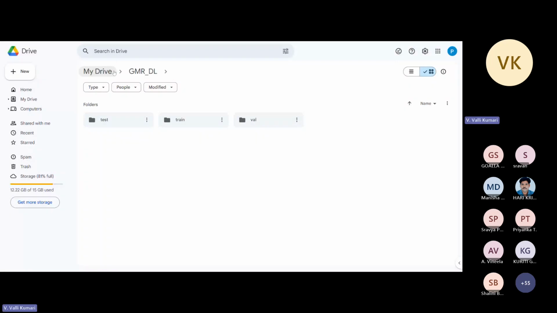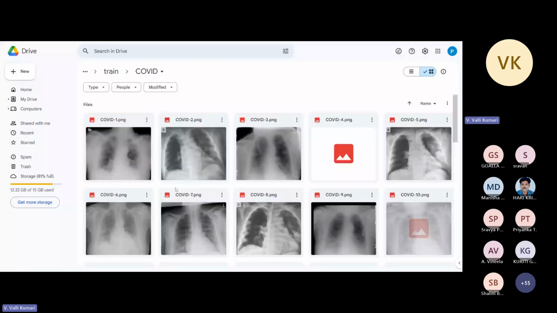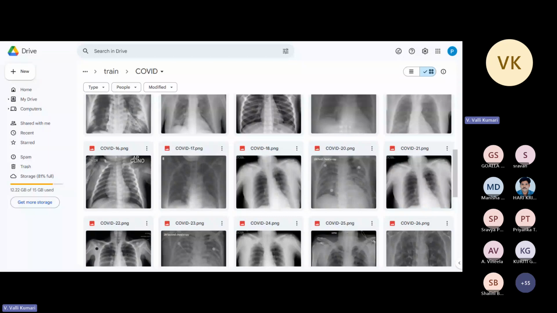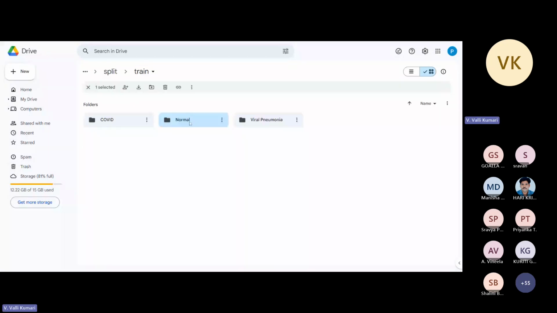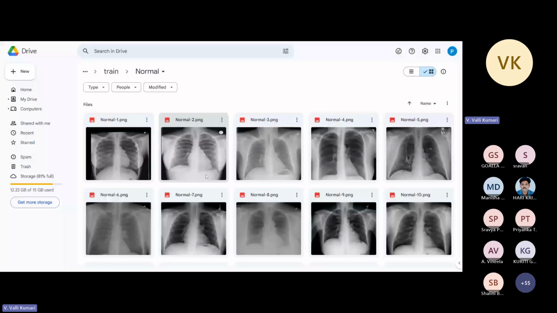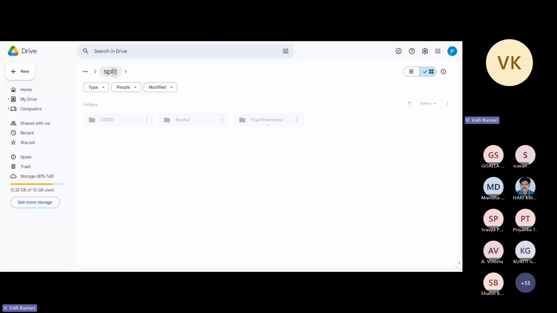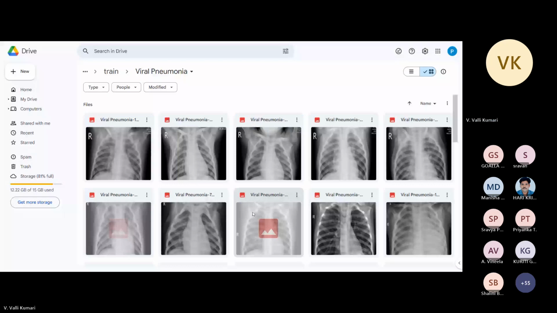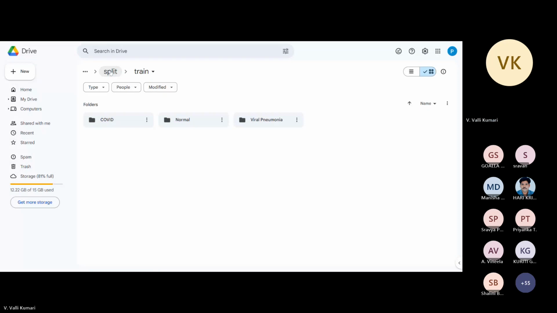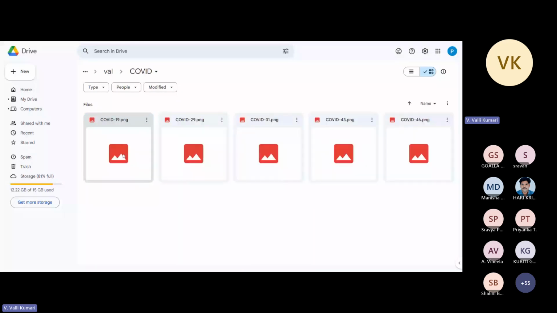And in the train folder, for training, you require more images, right? In the COVID class, I have so many. In the normal class, I have so many. And in the pneumonia class, I have so many. So this is about test, train, and validation. For validation, it's okay if I have a limited number of images.